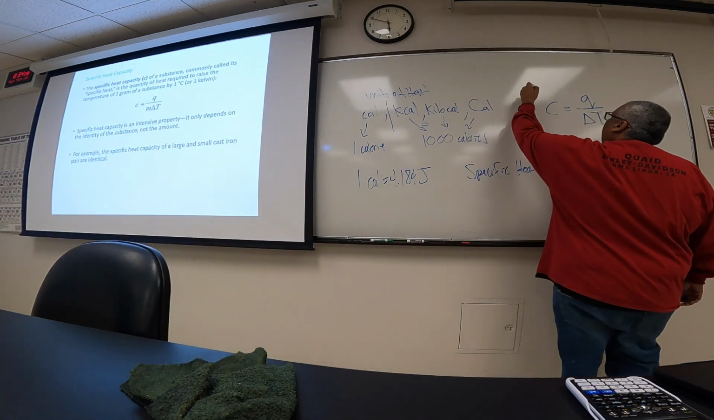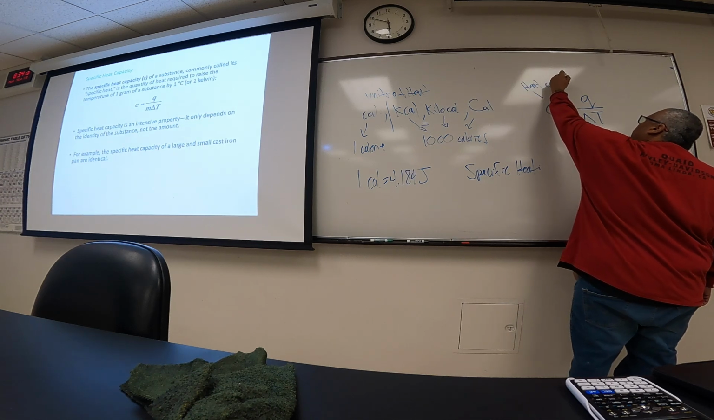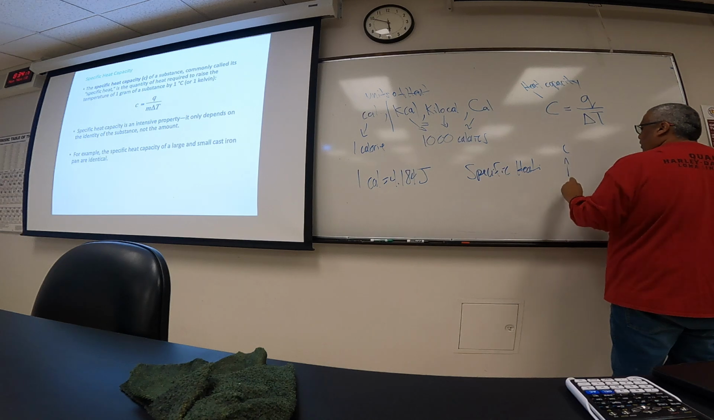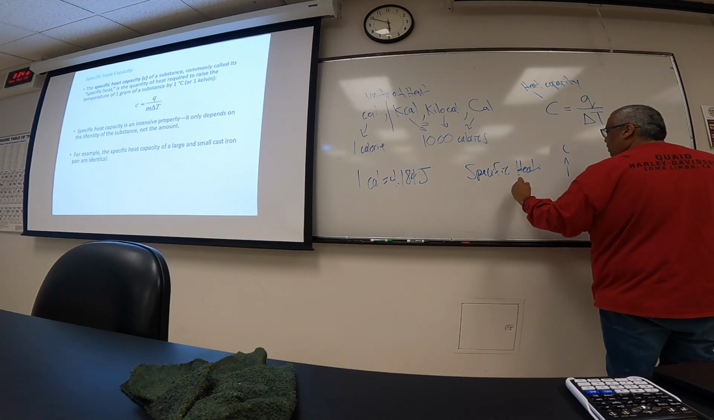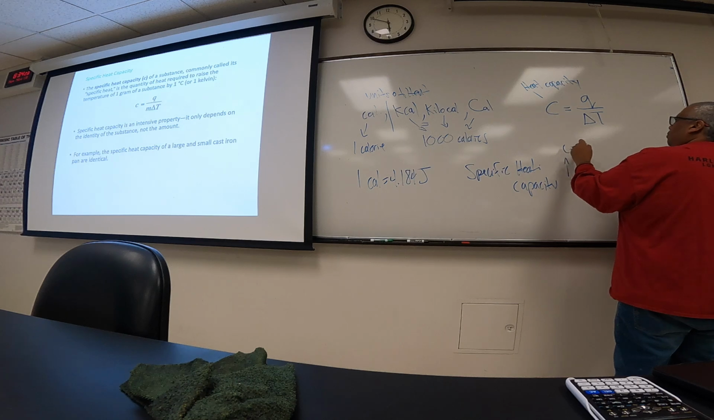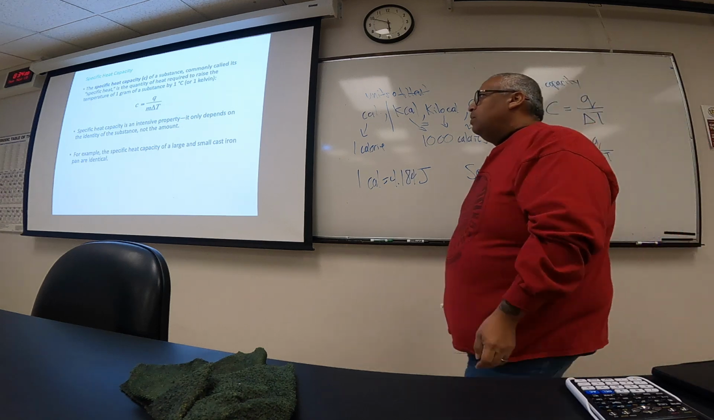So this is heat capacity, versus little c, which is specific heat capacity. So capital C, small c.